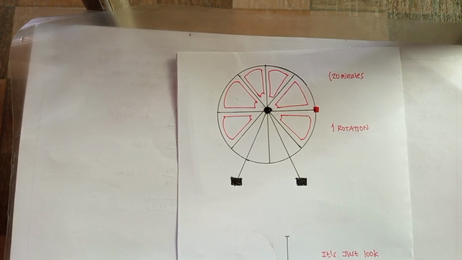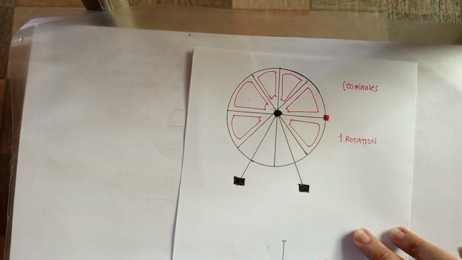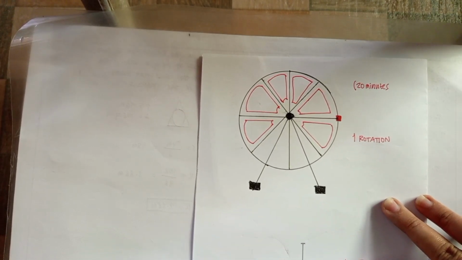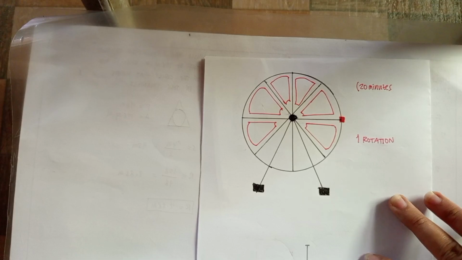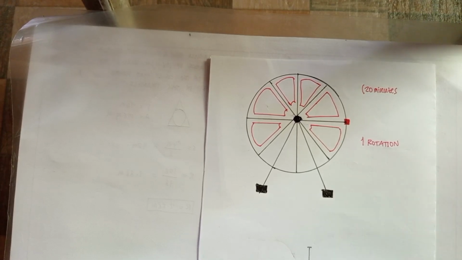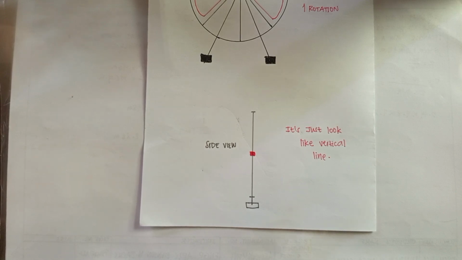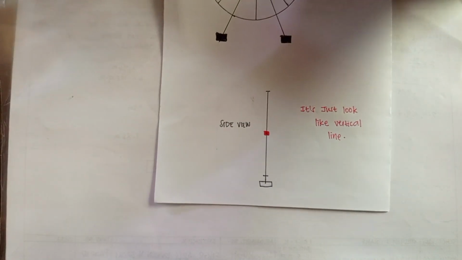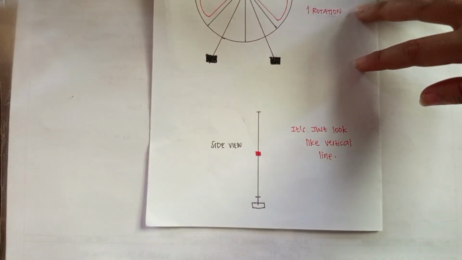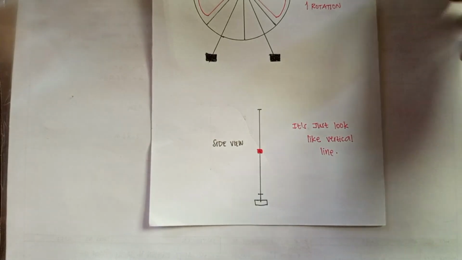Well, if you track the motion, you just go around in the circle and end up at the starting position in 20 minutes. But if you start looking at the giant wheel from the front view and side view, so rotate the giant wheel towards us until it ends up looking like this. It just looks like a vertical line. So here are the two views.